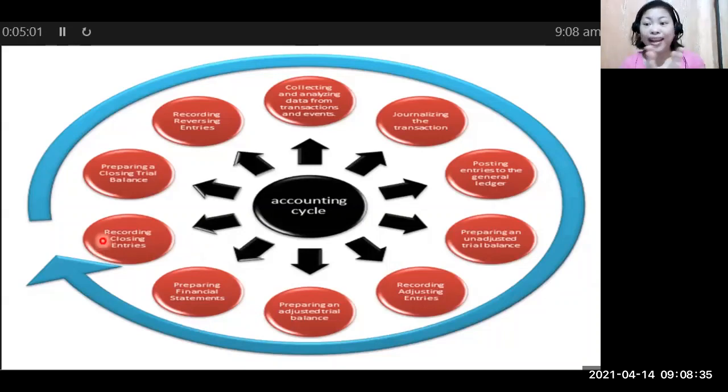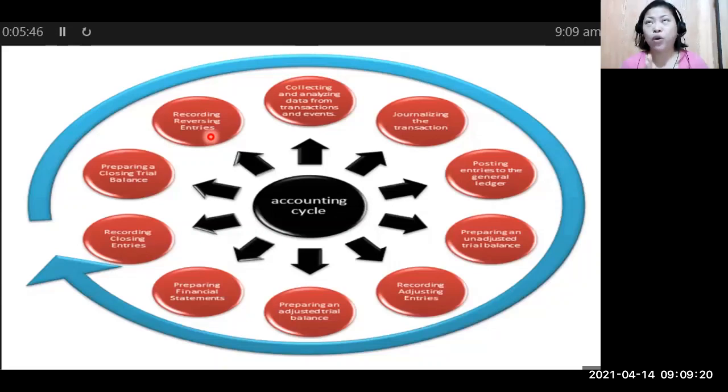After preparing your financial statements, you are now going to journalize and post your closing journal entries. After closing your journal entries, you again prepare your post closing trial balance. After the post closing trial balance, we have the recording of the reversing entries. So we now have your journalizing and posting of reversing journal entries as needed.